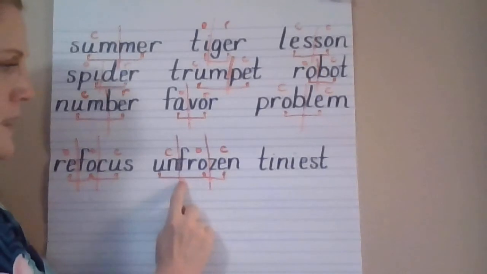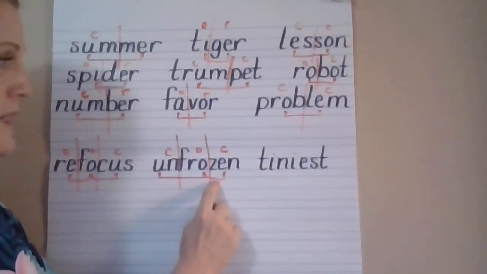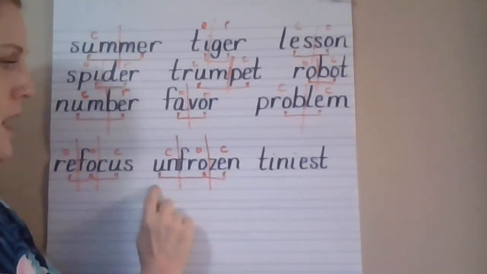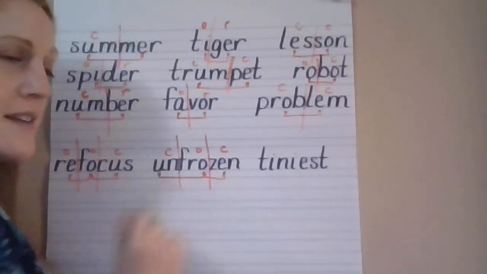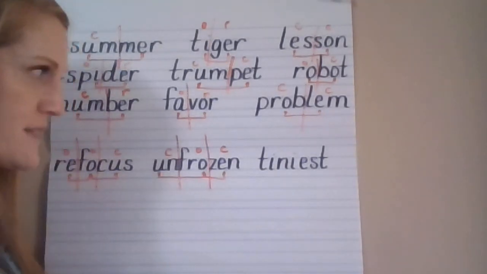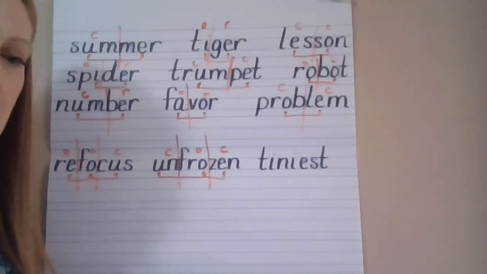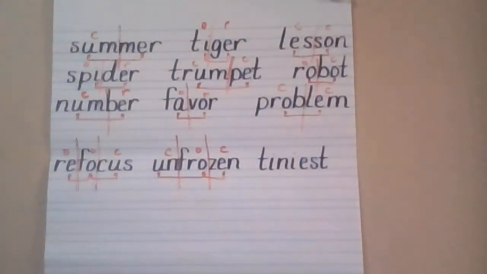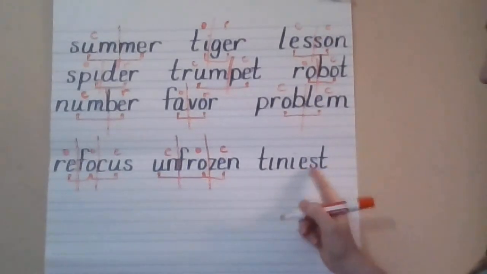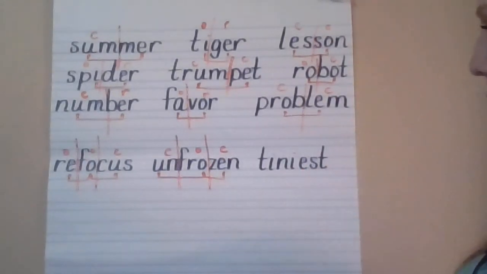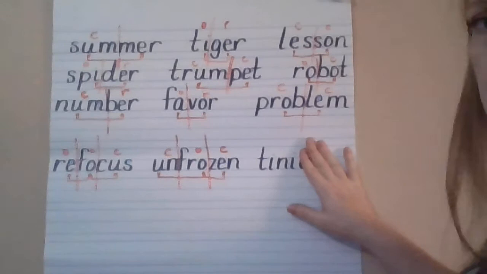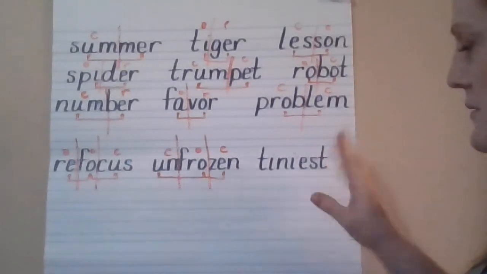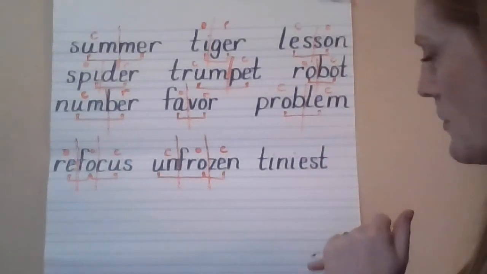Un, fro, zen. Unfrozen. The word is unfrozen. Very good. Now, this word right here, we're going to have to do a little bit of thinking. This word has a suffix added to the end of it. What was my base word before I started with this? Well, let's break it up into our syllables and then we'll talk about that.